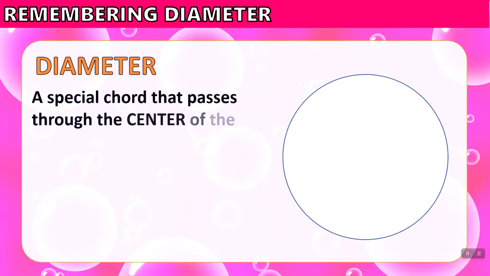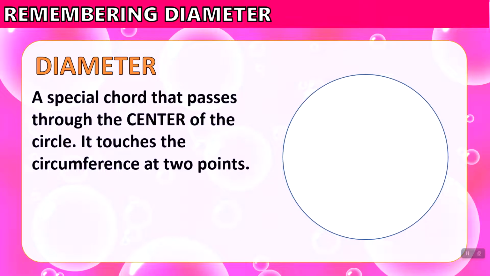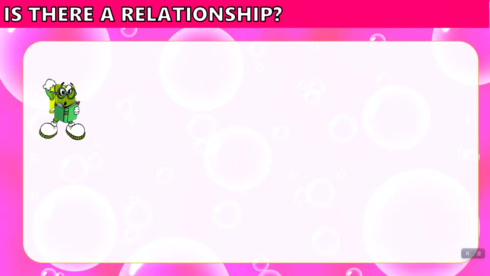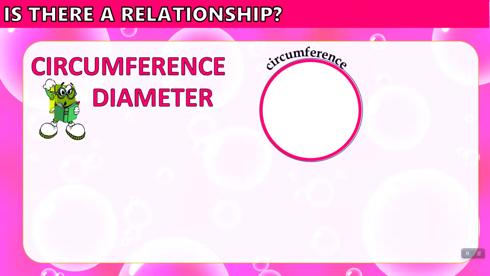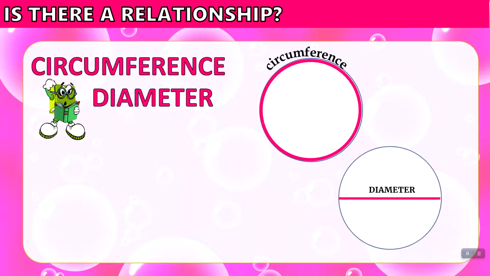Well, before we do that, let's take a look at the diameter. Remember, the diameter is a special chord that passes through the center of the circle and it touches the circumference at 2 points. So this is a diameter. Now, is there a relationship between the circumference and the diameter? Let's have a look. Here's the circumference, and in that same circle, here's the diameter, both represented by red.